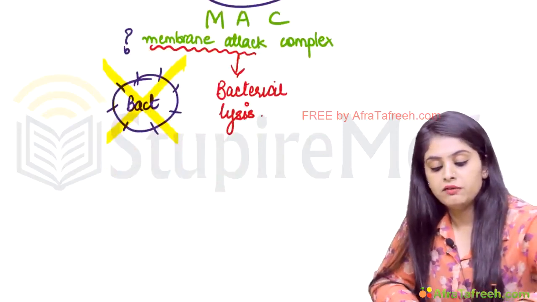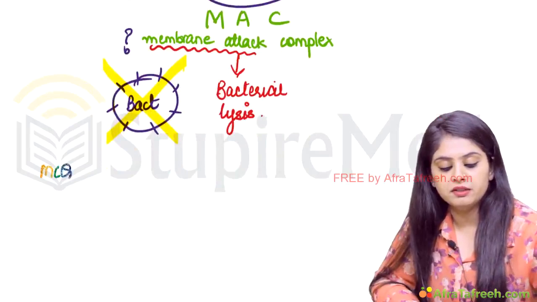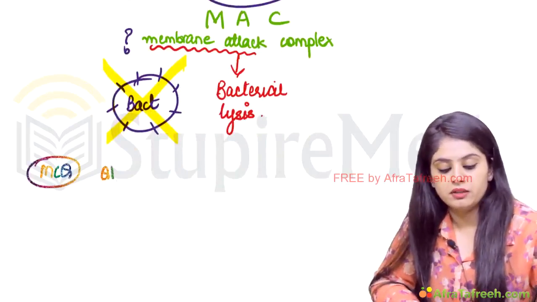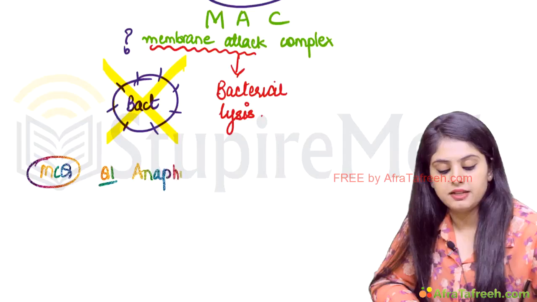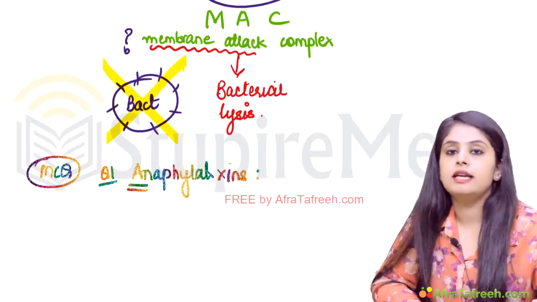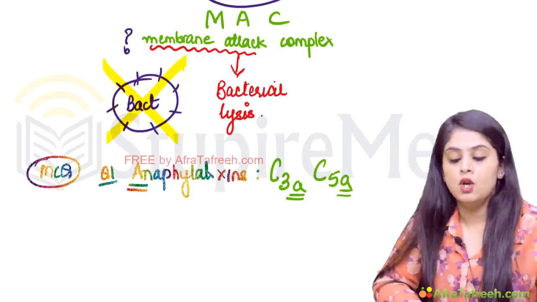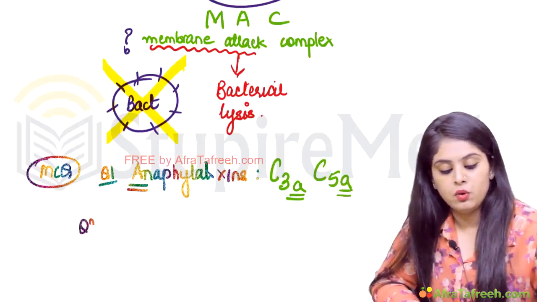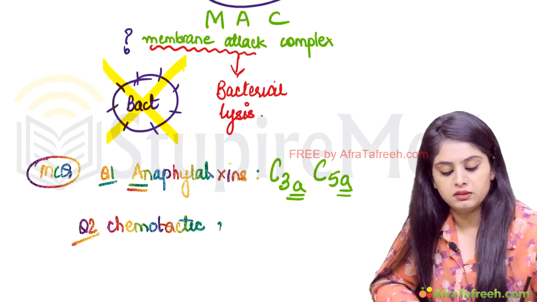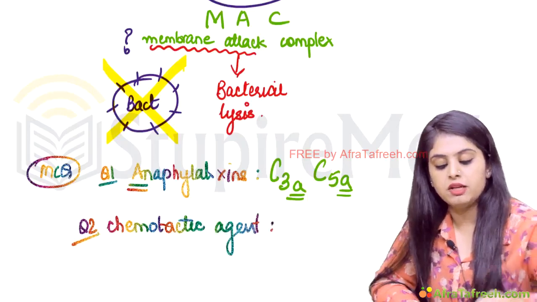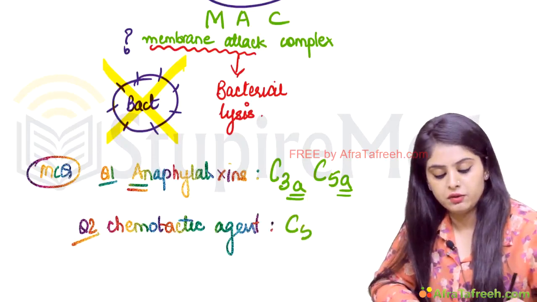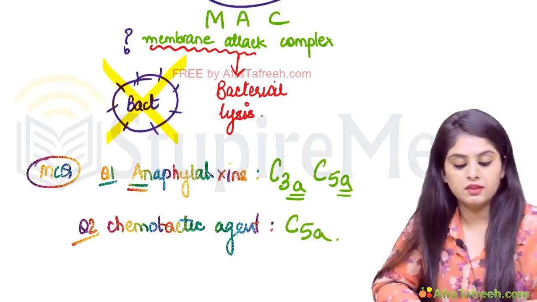If we want to take down a few important MCQs from this pathway, question number 1. What are the anaphylotoxins that we have in this pathway? So remember, A for anaphylotoxin, and we have C3a, C5a. Question number 2. What are the chemotactic agents in this pathway? So I hope you remember the mnemonic LIC, where C was for C5a.